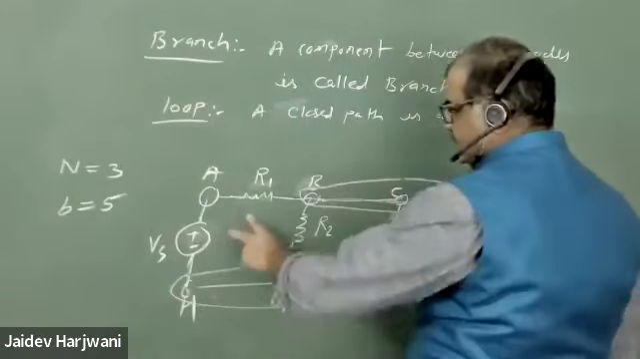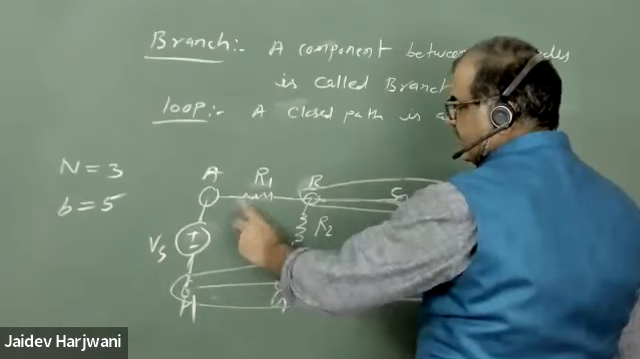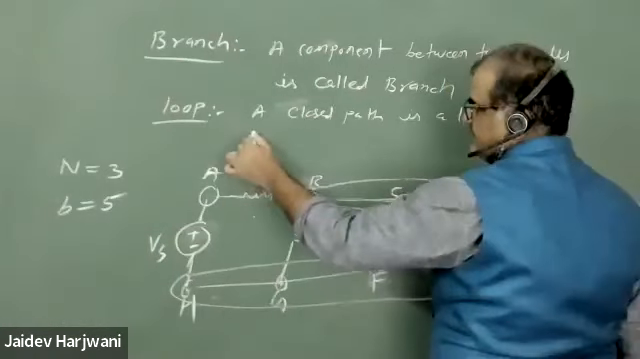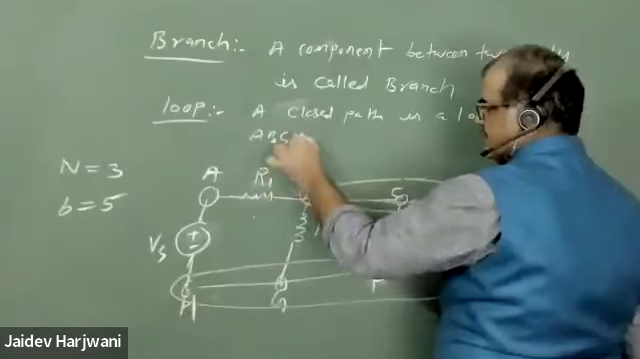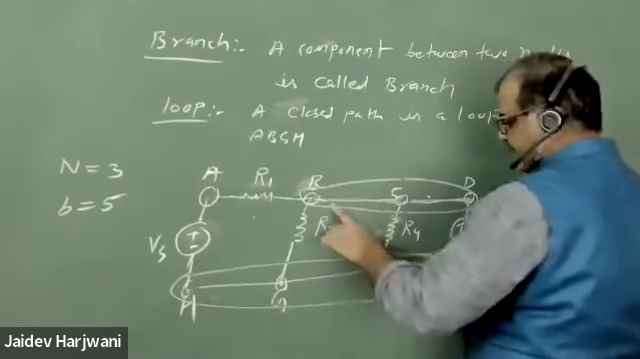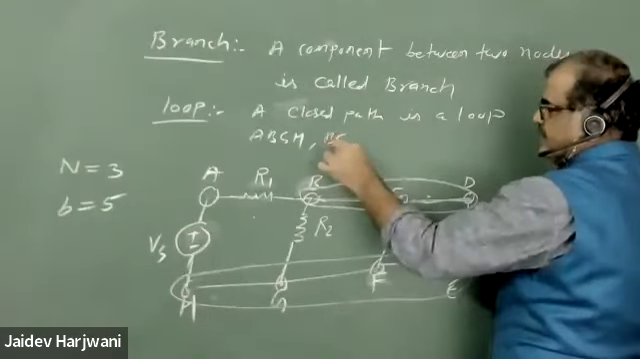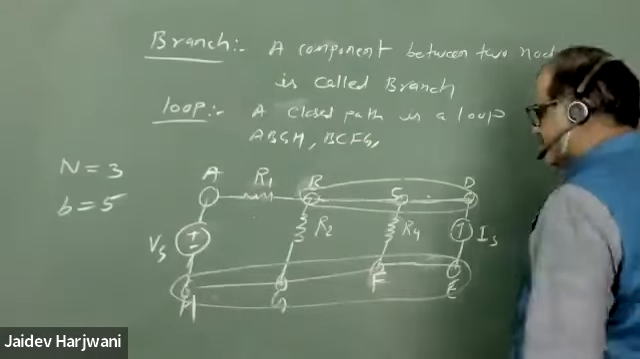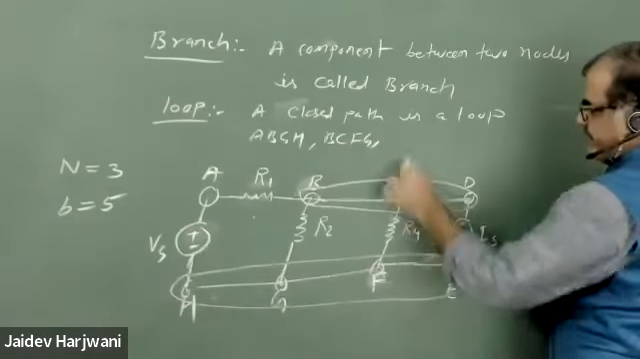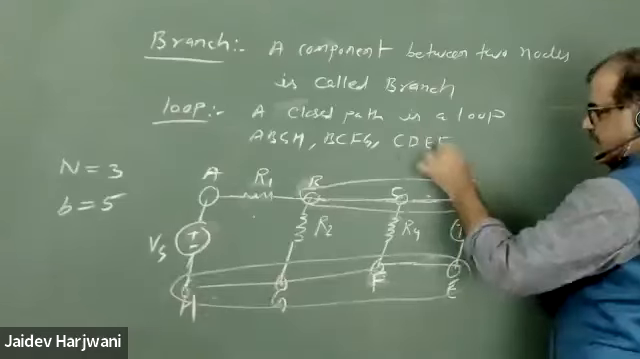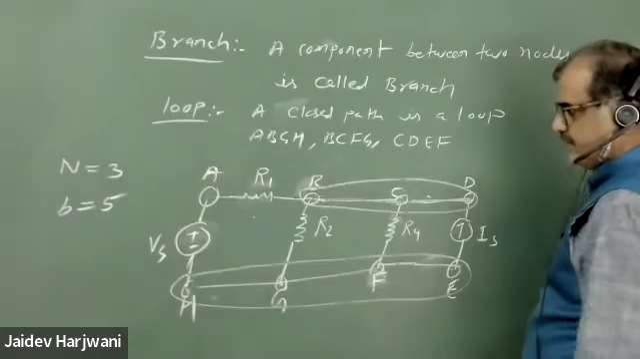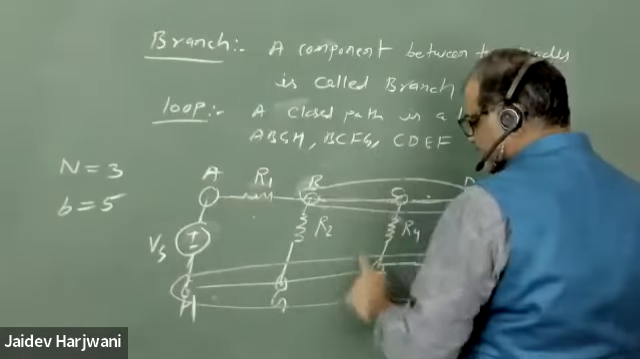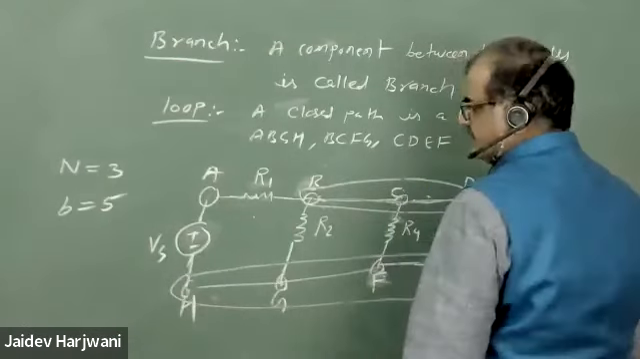So this is a loop. ABGH is a closed loop. Similarly, BCFG is a loop. CDEF is a loop. Then ACFH, that is also a loop.